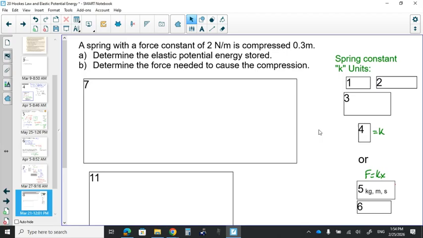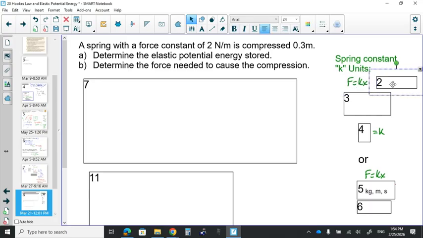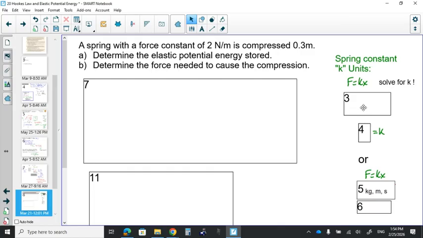So here we go. Practice question. A spring with a force constant of 2 newtons per meter is compressed 0.3 meters. Determine the elastic potential energy stored and the force needed to cause the compression. Just notice here the units for that k value. Force equals kx, so it's proportional to x. And so that k value, if you're dividing out the x, you'd have newtons per meter, right?